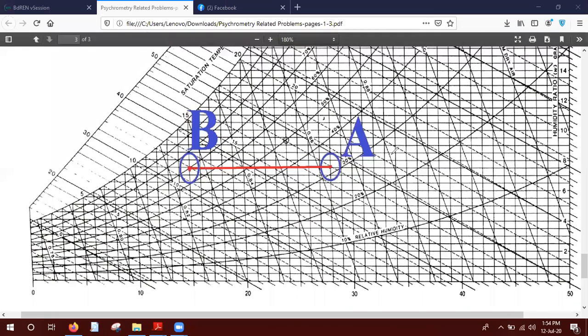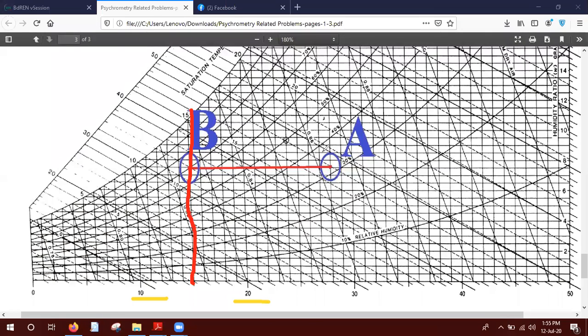The next point is dry bulb temperature 15 degrees Celsius. So where is 15 degrees Celsius? This is 10, this is 20, so in between, the middle of this, is the 15 degrees Celsius line. So we make a straight line of 15 degrees Celsius. Okay, I'm drawing the straight line.